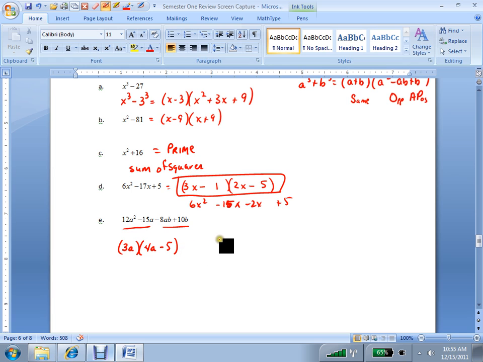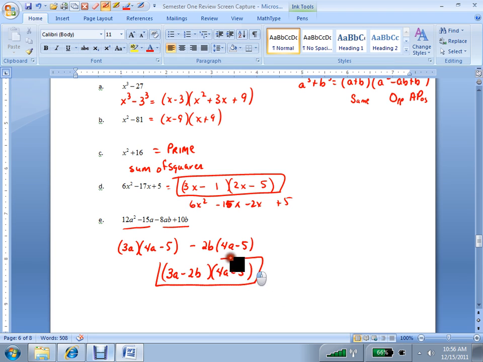Then I'm ready to do my second group. My second group must have 4a minus 5. So to get the negative 8b, I would need to put on the outside negative 2b. And then the last one should work. Let me check. Negative 2b times negative 5 is positive 10b. Now, my last step is simply to put these together. So I'm going to write it as 3a minus 2b times 4a minus 5.